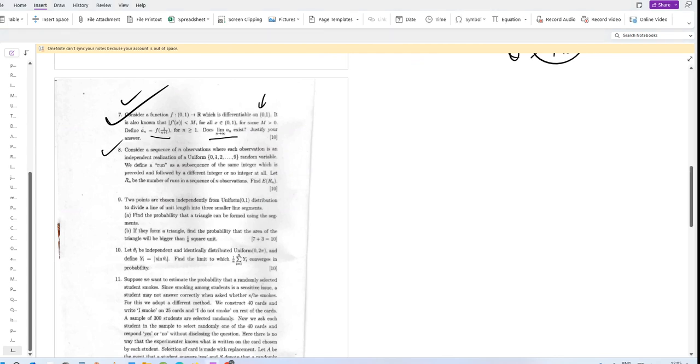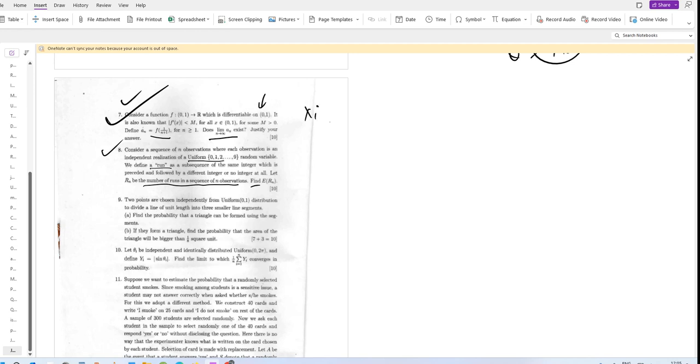Consider a sequence of n observations, where each observation is an independent realization of a uniform random variable. We define a run as a sequence of the same integers. Find E of Rn. Okay, let's consider Xi to be the length of the run.